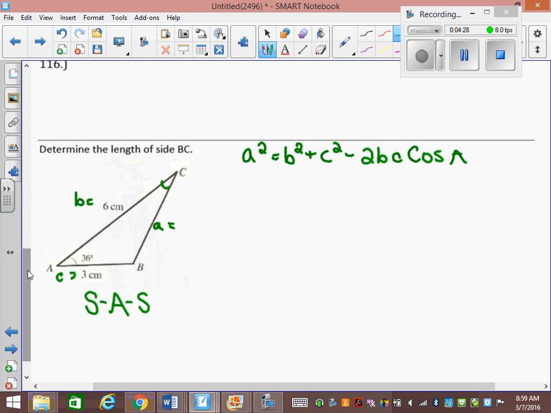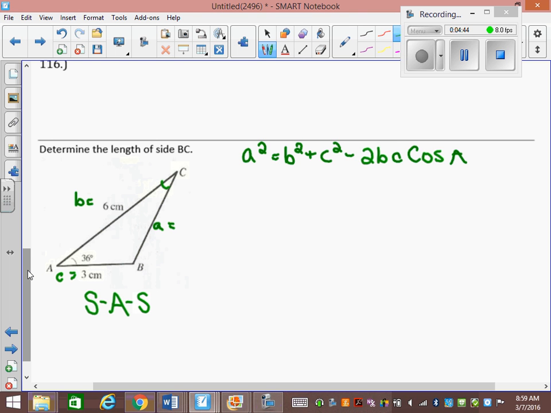So the side we're missing, luckily, this time is A. So if we're missing A squared, it goes here. This A also matches the angle, so this also has to be cos A. And then these letters are just the other two sides that you know. So that's how you rearrange this formula.